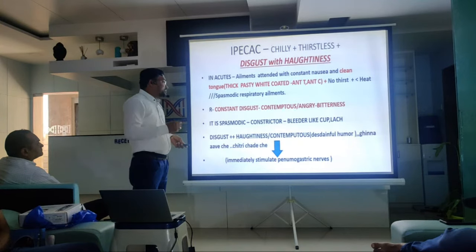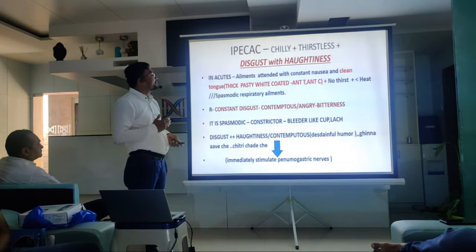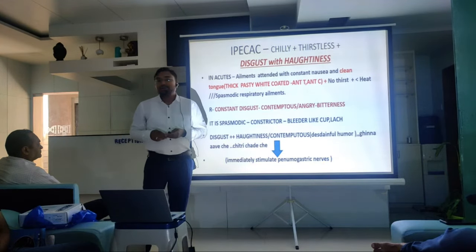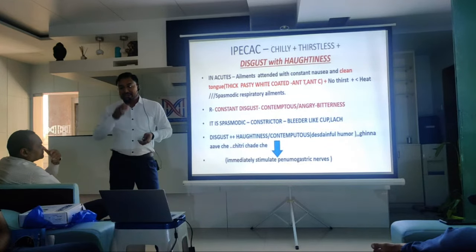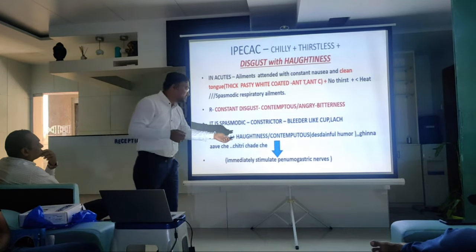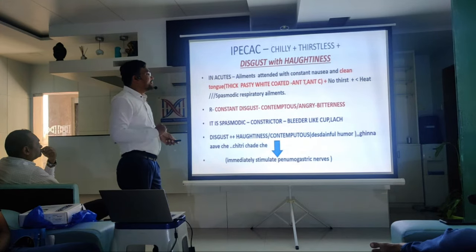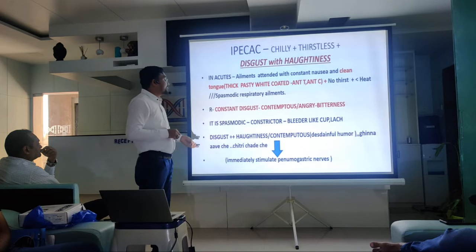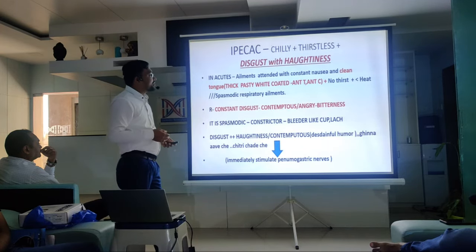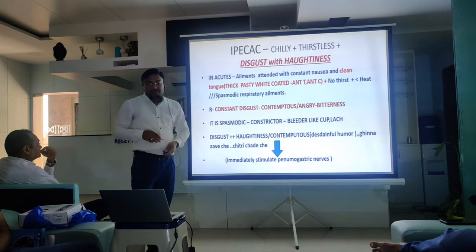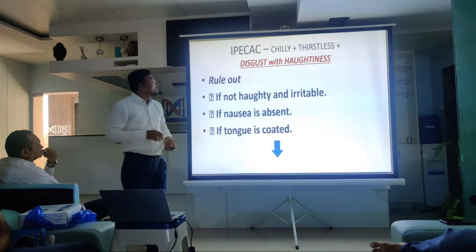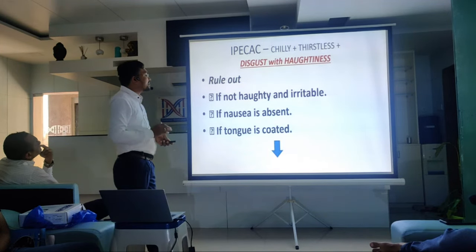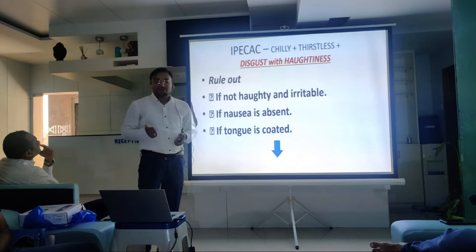So any stimulus for this kind of constitution immediately stimulates the pneumogastric nerve. The whole sensitivity is coming out of this pneumogastric nerve that is immediately stimulated, and the person has the spasmodic affection, the person has constant nausea and vomiting, right? In acute, if the person is not haughty, irritable, nausea is not there, tongue is not coated, you can simply rule it out.